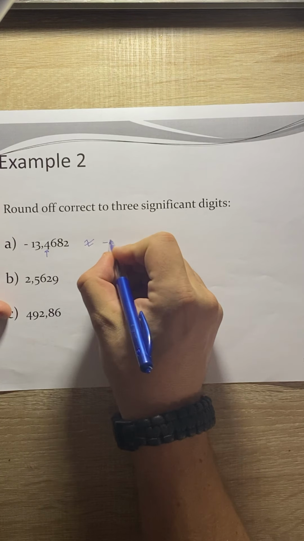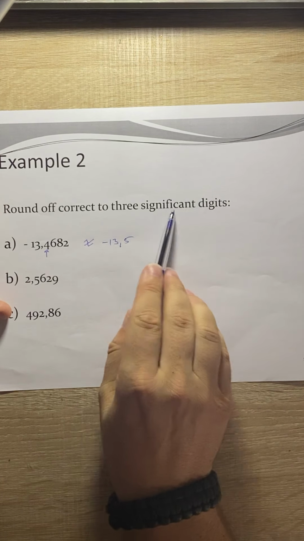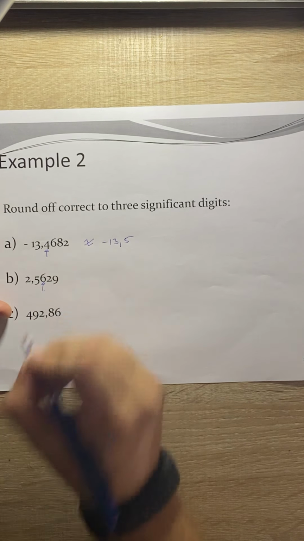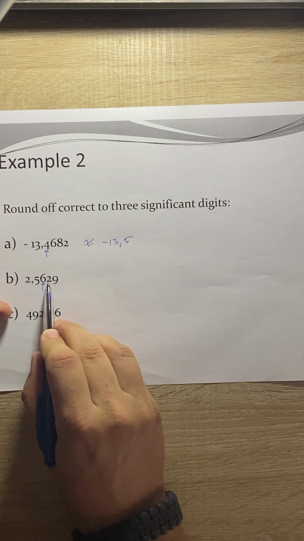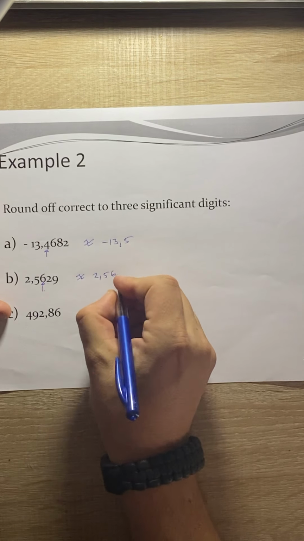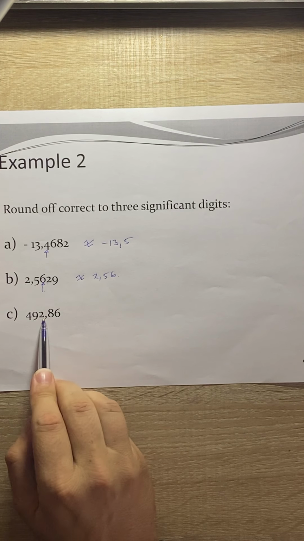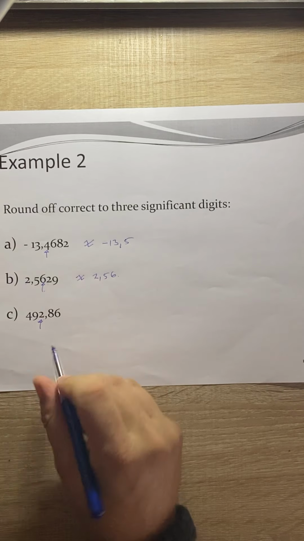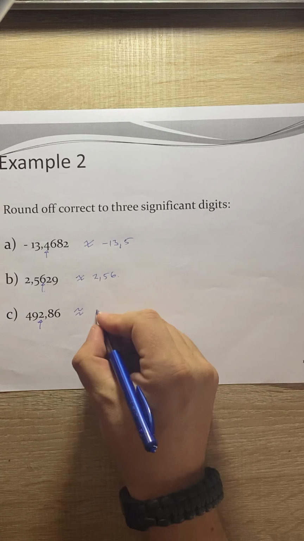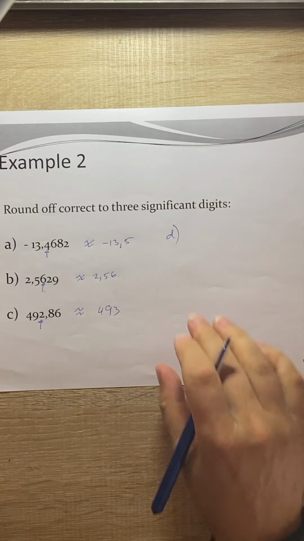So this is going to be negative 13,5. Okay, again, 3 significant digits, 1, 2, 3. That's our third significant digit. Number on the right is less than 5, so we don't bump that up. So this is just going to be 2,5,6. Okay, looking for the third significant figure, 1, 2, 3. The number on the right is 5 or more, so we bump that up. So this becomes 493.